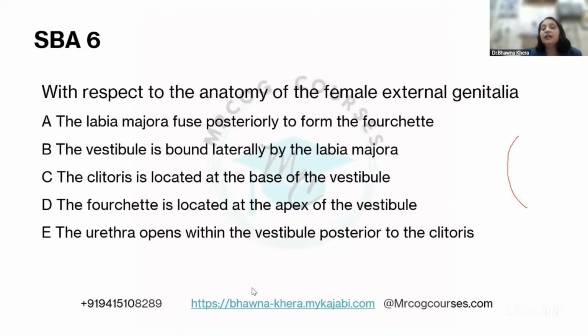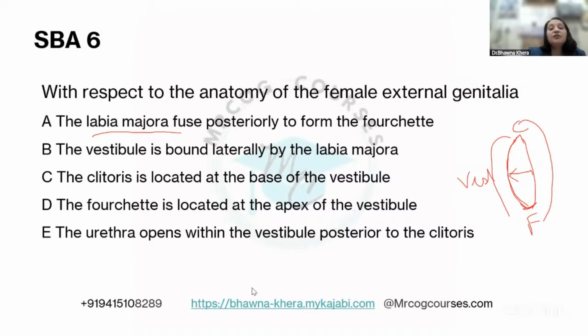So basically, inside there is the labia minora, then there is the labia majora. Now, the space between the two labia minora is the vestibule, right? And the place where it meets posteriorly is the foresheet. Anteriorly is the clitoris. Now let's look at all the statements.